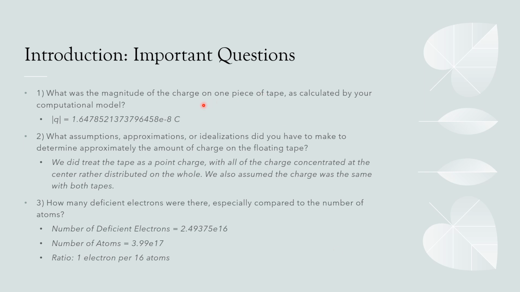The charge is extremely small, but the number of deficient electrons and the number of atoms are extremely large numbers, and it comes out that there is about 1 electron per 16 atoms, which means that it's about every 16 atoms there's an electron that is causing that charge.